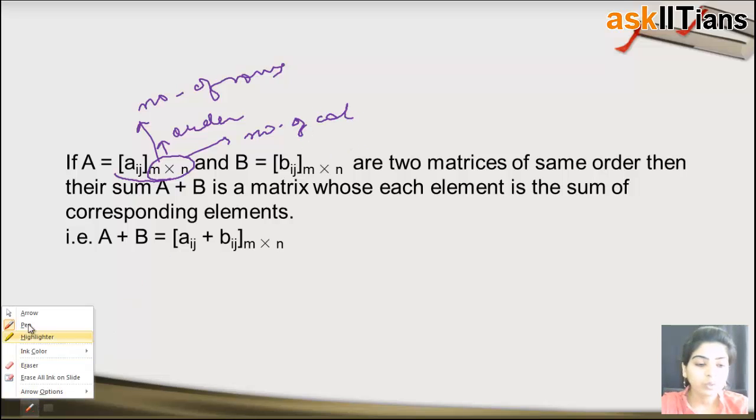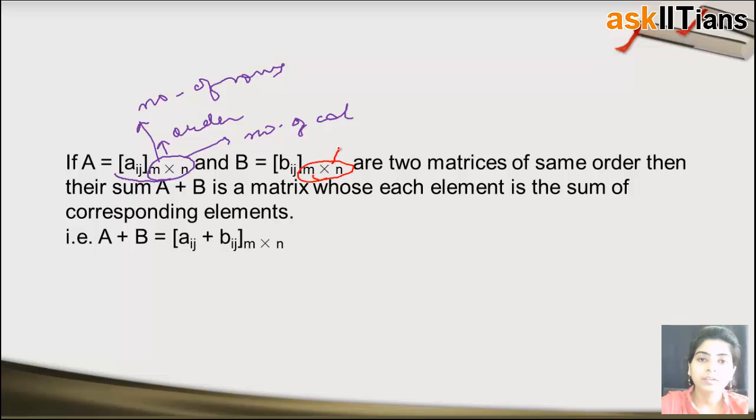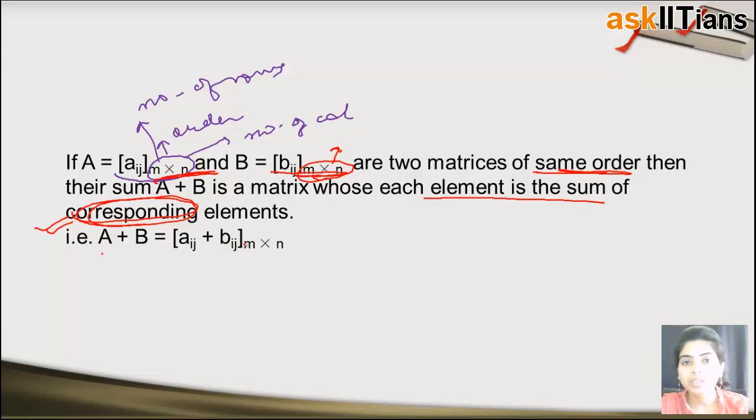So if A equals aij, m cross n, and B equals bij, again m cross n. Note here the order of both the matrices is m cross n, that means they are two matrices of the same order. Then their sum A plus B is defined as a matrix whose each element is the sum of corresponding elements. Corresponding is the most important word here, right? So that means A plus B is equal to aij plus bij, m cross n.